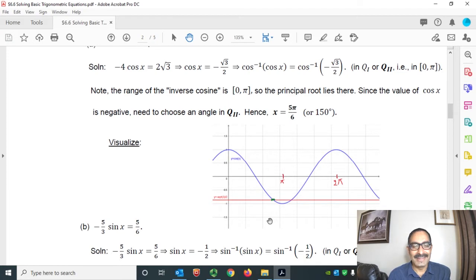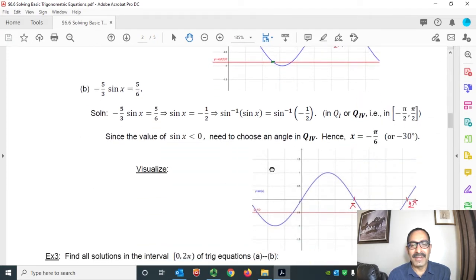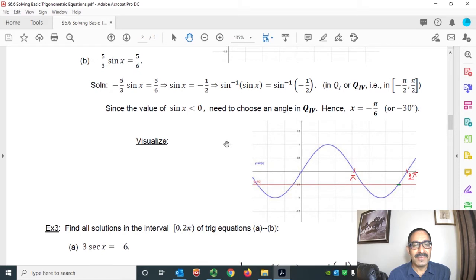Now let's move on to part B. Solve negative 5/3 sine x equals 5/6. Begin the solution. Isolate the trigonometric term. So let's multiply both sides by 3/5. The left side, 3/5 cancels out. Also there is a minus, so this minus goes to this side. Then we are multiplying by 3/5, so 5 cancels, 3 cancels 6 two times. So we have sine x equals -1/2.